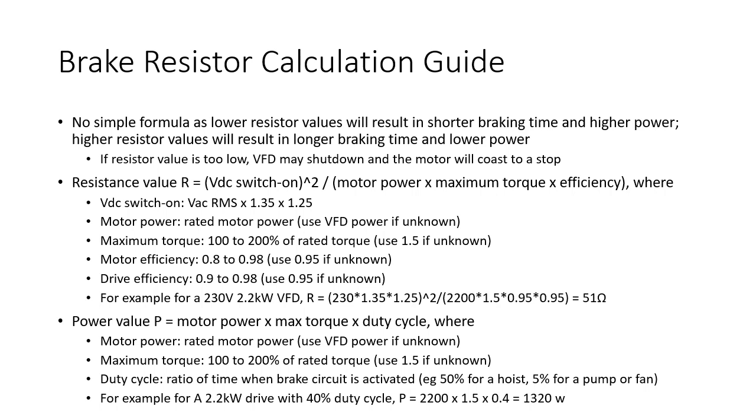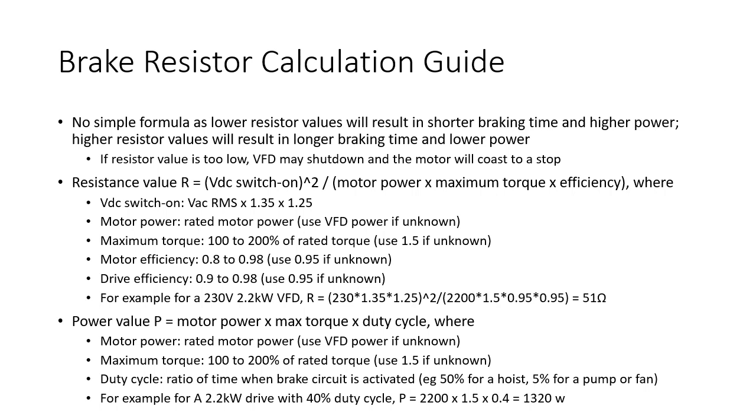So to calculate power, we look at motor power times the maximum torque times the duty cycle. You can start off with motor power using the rated motor power, or the VFD power if you don't know. You look at the maximum torque again, same as before, 100 to 200% of rated torque, or you can estimate 1.5 if unknown. And then you can look at the duty cycle, which is the ratio of time when the brake circuit is activated. And this varies a lot. For a hoist or a lift, half the time it's going up, half the time it's going down, so that's a 50% duty cycle.